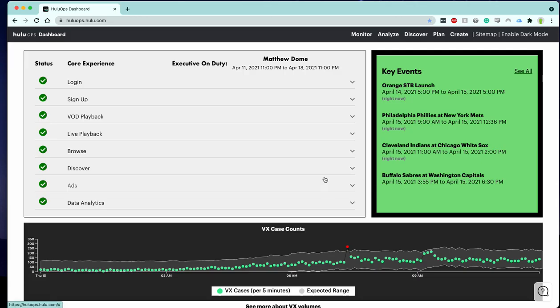All right. So I'm going to walk you through the HuluOps dashboard. And the reason that I'm going to capture this moment in time is because we've reached a point of maturity within the application that it's probably worth just making a record of it. And so what you're looking at right now is the HuluOps dashboard.